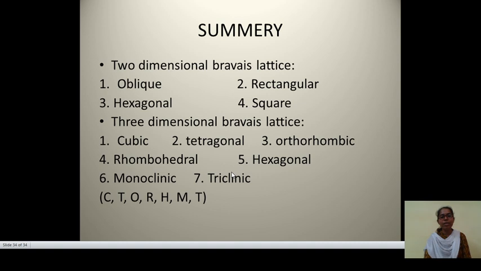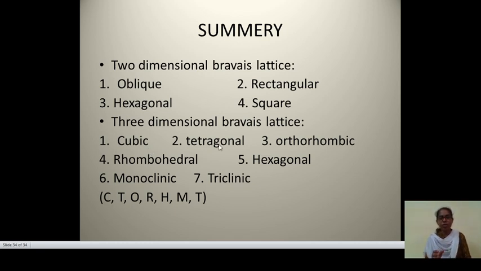And the third one is the 3-dimensional Bravais lattices. There are 7 different crystal systems in 3-dimensional Bravais lattices. They are cubic, tetragonal, orthorhombic, rhombohedral, hexagonal, monoclinic and triclinic. For cubic, 3 sides are equal: A is equal to B is equal to C and alpha is equal to beta is equal to gamma, which is equal to 90 degrees. 3 lengths are same and 3 angles are same, and they are equal to 90 degrees.